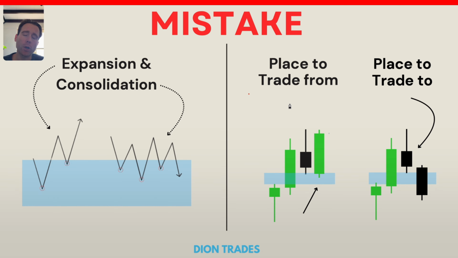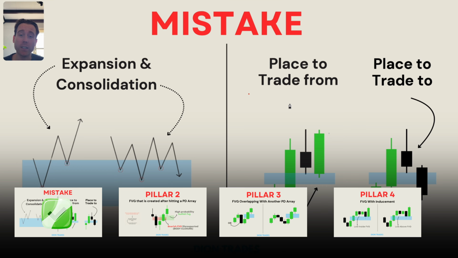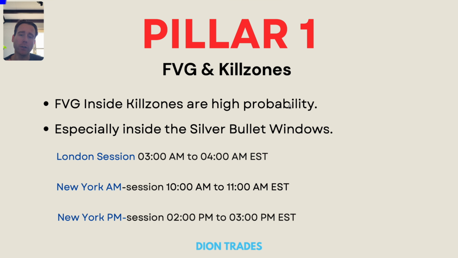The first pillar we're going to discuss is very important in ICT trading. It's combining time with price. So the first pillar is going to be fair value gaps together with kill zones. Fair value gaps created inside kill zones are high probability, especially inside the silver bullet windows. Silver bullet windows in London session is 3 to 4 a.m. EST. It's on New York time. New York AM session is 10 to 11, PM is 2 to 3 PM.